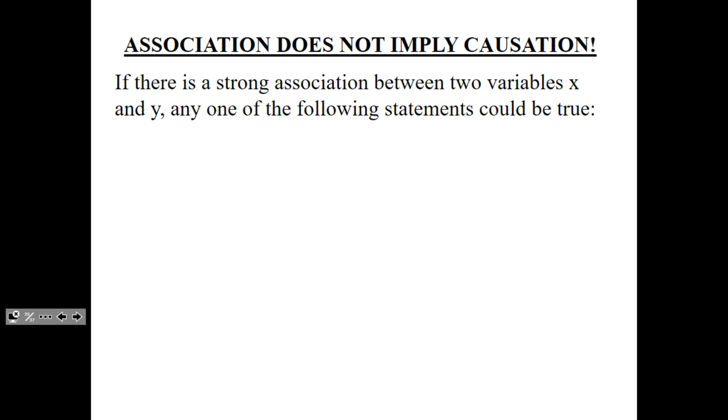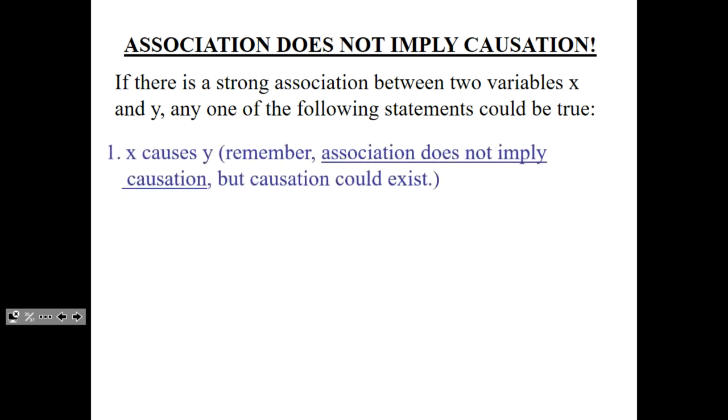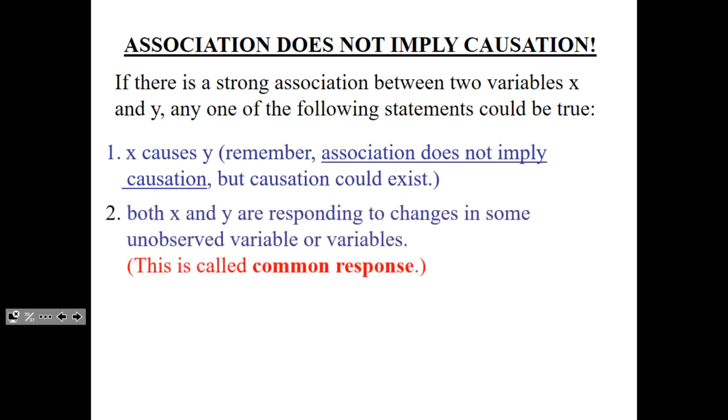Lastly, and it's not quite lastly, but super, super important, we keep saying it: association does not imply causation. If I have a strong association between two variables, x and y, it could be any of the following. One, x causes y. Now remember, association doesn't imply causation, but causation could still be happening. Two, x and y are both responding to something else, something that's unobserved. It's called common response. That's just like the shark attacks, that air temperature. Both of those variables, ice cream consumption and shark attacks, are responding to air temperature. It's a common response.